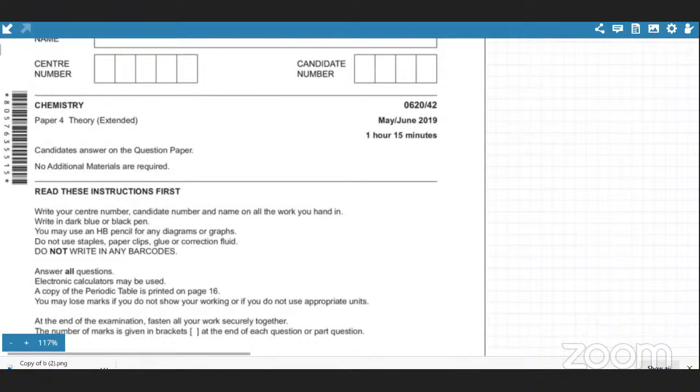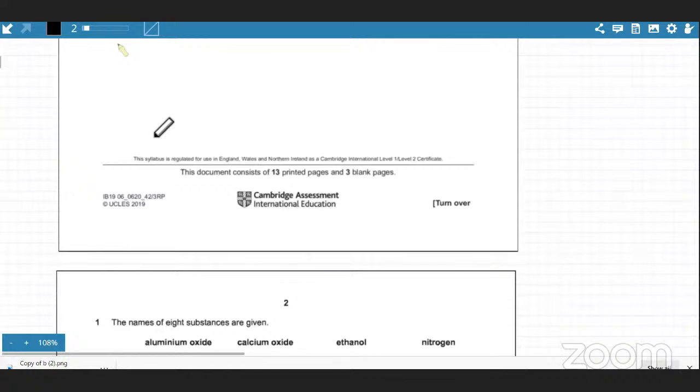Okay, so we are going to start this paper. We're going to try and solve 0620 paper 4.2. This is IGCSE chemistry paper 4, the theory paper, the extended version. So let's start by solving this question.